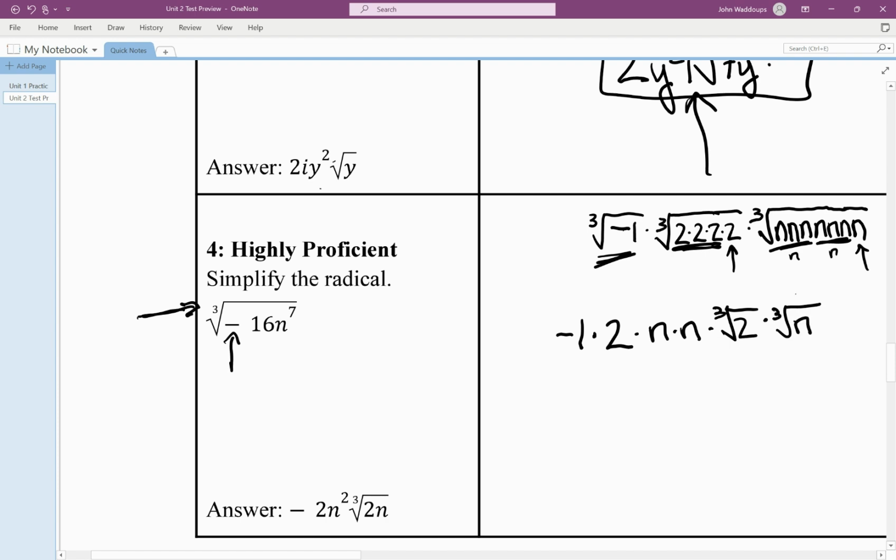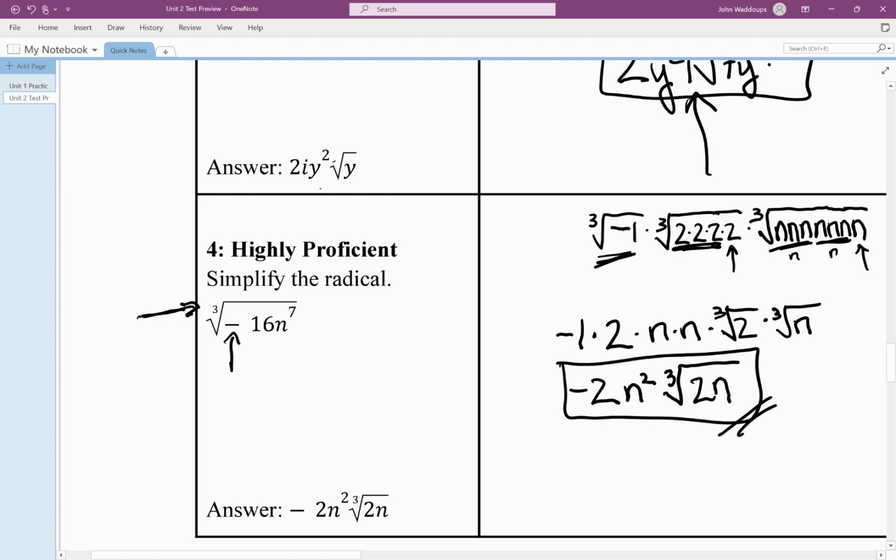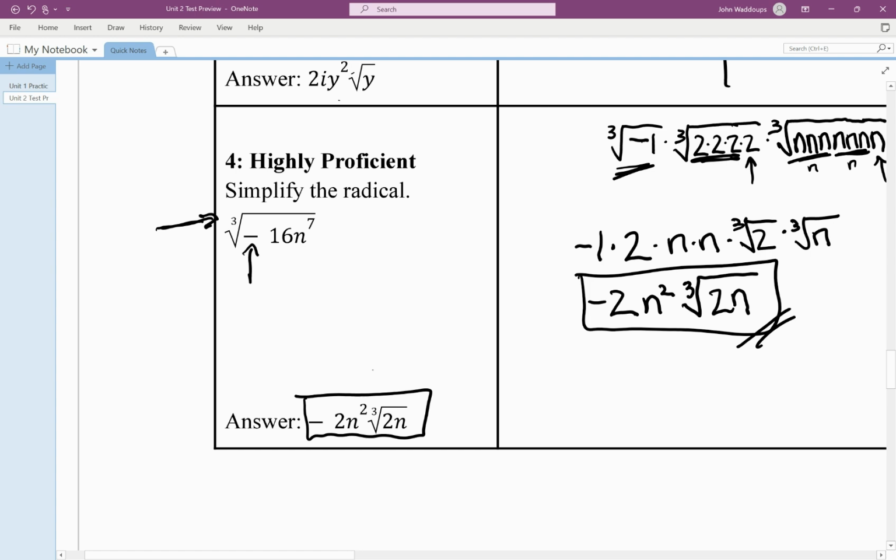Now this is all kind of messy, so I'm just going to clean it up. I'm going to take negative 1 times 2, which gives me negative 2. n times n is n squared. And then the cube root of 2 times the cube root of n is now equal to the cube root of 2n. And that is my answer.